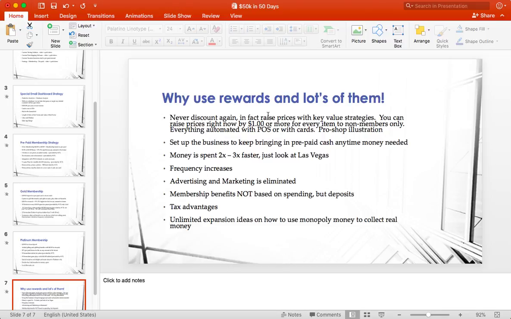So why should any business use rewards? And you know what? Be liberal with them. Don't be tight with them. Here's why. Because you never have to discount again. The discount, theoretically, is not the typical discount that you've been using all along. In fact, we can raise prices with these key value strategies. You can raise prices right now for everybody who doesn't become a silver, gold, or platinum member.